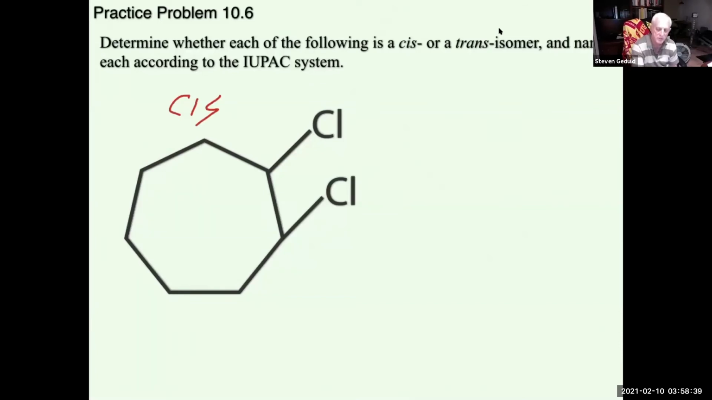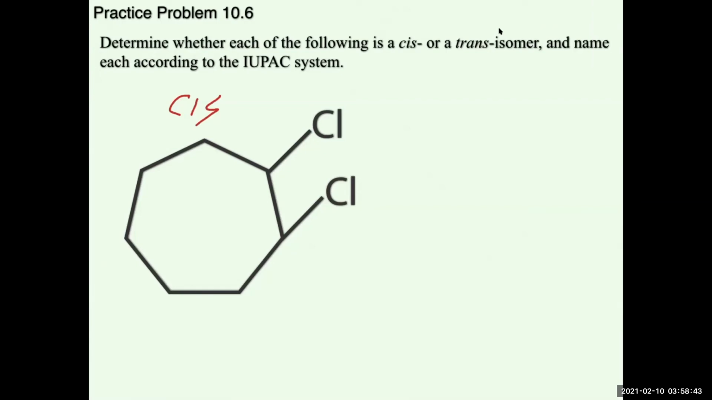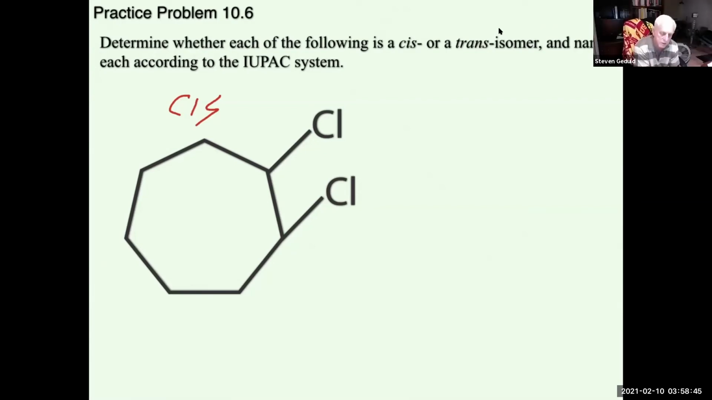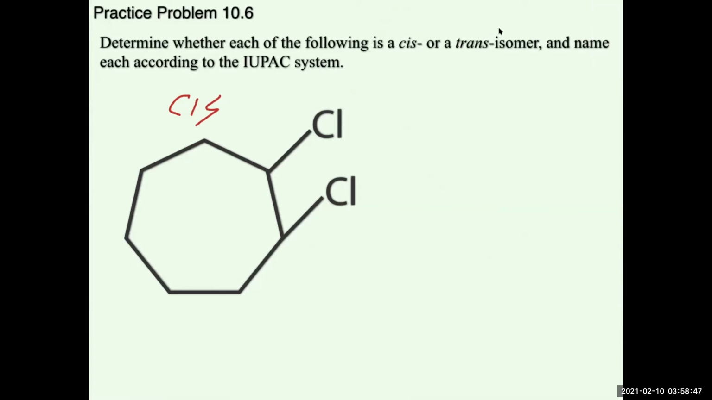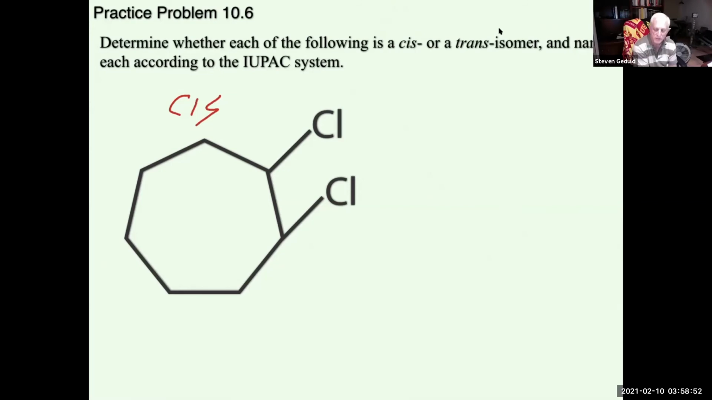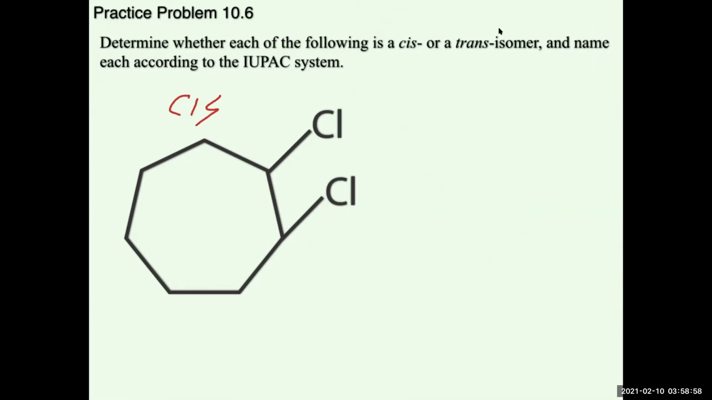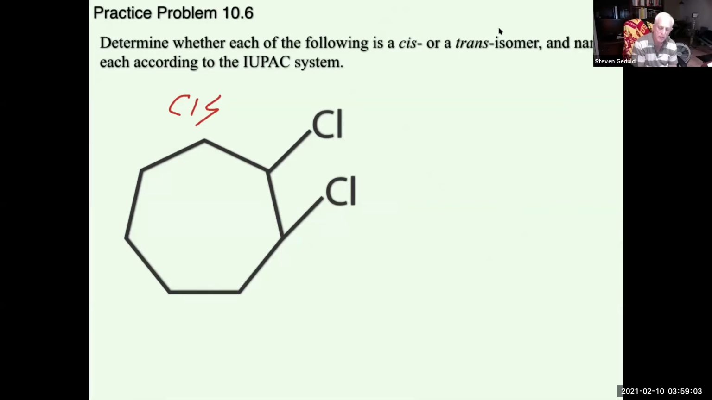Okay, how many carbons? 7 carbons. So this is a cycloheptane. Yes. And what are the substituents? What numbers are they? 1 and 2. And then dichloro, right? So this would be cis 1,2-dichloro cycloheptane.